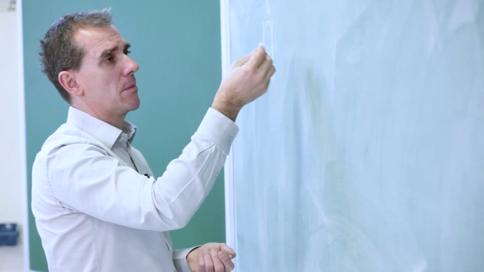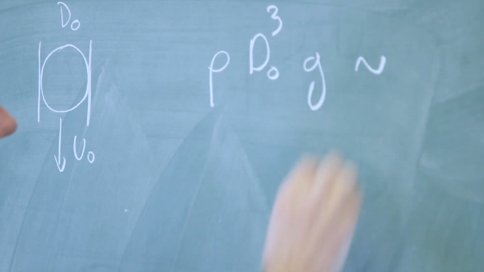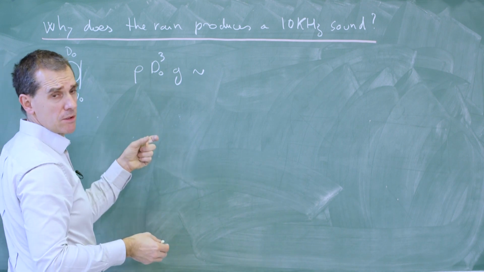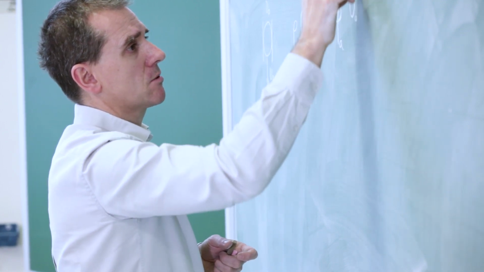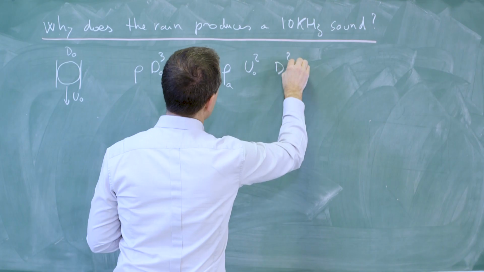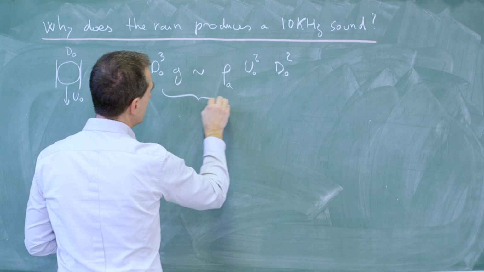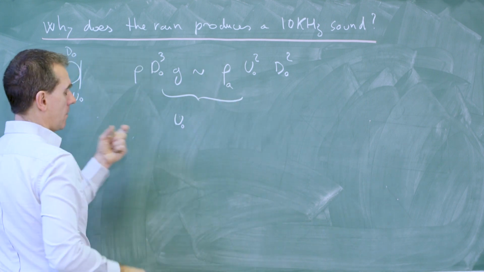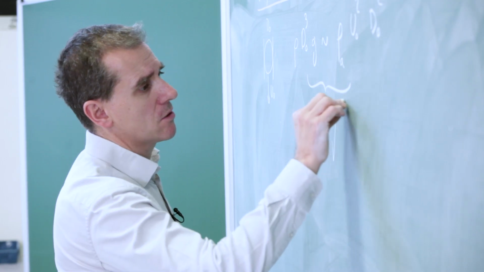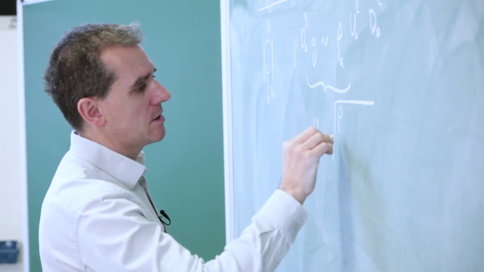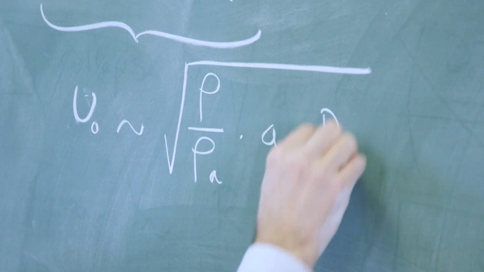So this function results from a balance between its weight, so rho d naught cube g, and this weight is compensated by the friction in the air. And so the friction in the air goes like the density of the air times the velocity square of the drop times d naught to the square. And so this balance between the friction in the air and the weight of the drops gives you that the velocity of the drop at which it's going to reach the surface of the ocean will go like the square root of the density of the drop divided by the density of the air, which is of the order of 1,000, times gravity times the size of the drop.